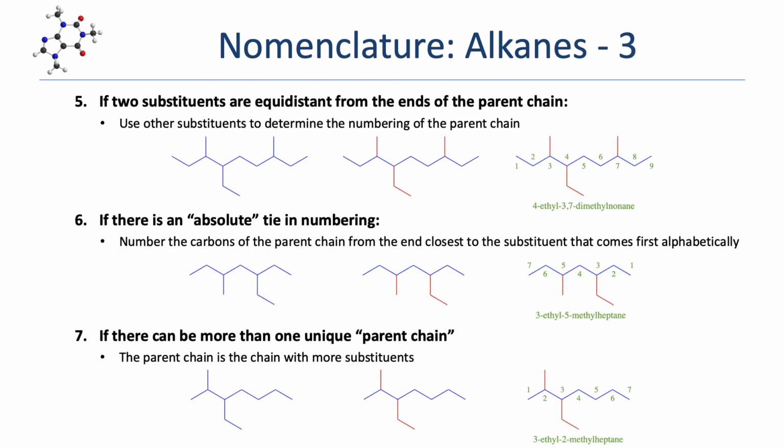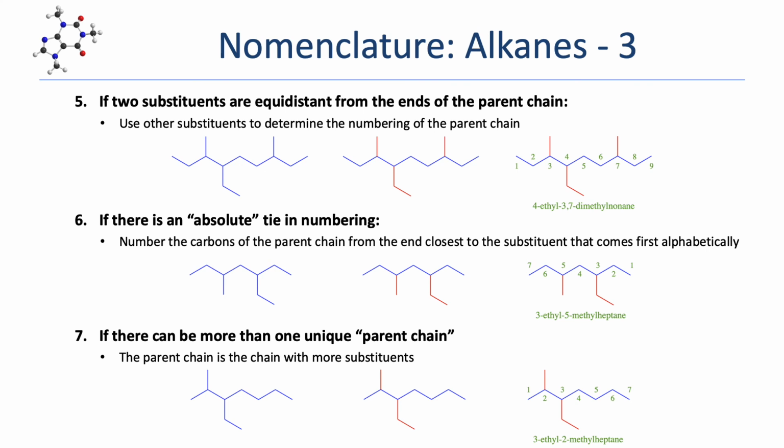The next couple of rules deal with what happens when you have ties in the numbering of the parent chain. So what happens if you have two substituents that are equidistant from either side of the parent chain? Look at this example. We can see that the parent chain is going to be this 9-carbon chain going horizontally, and we have 3 substituents. Starting from the left, we would get to a methyl substituent on the 3rd carbon. Starting from the right, we would also get to a methyl substituent on the 3rd carbon.